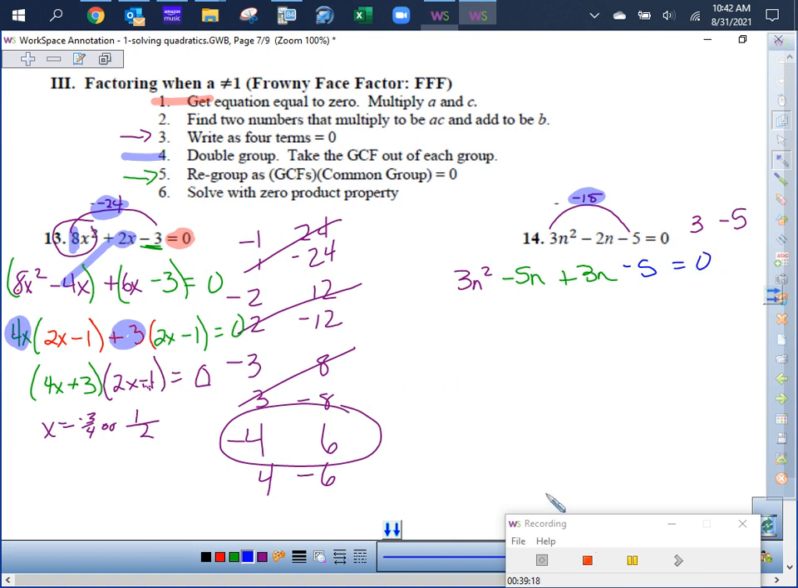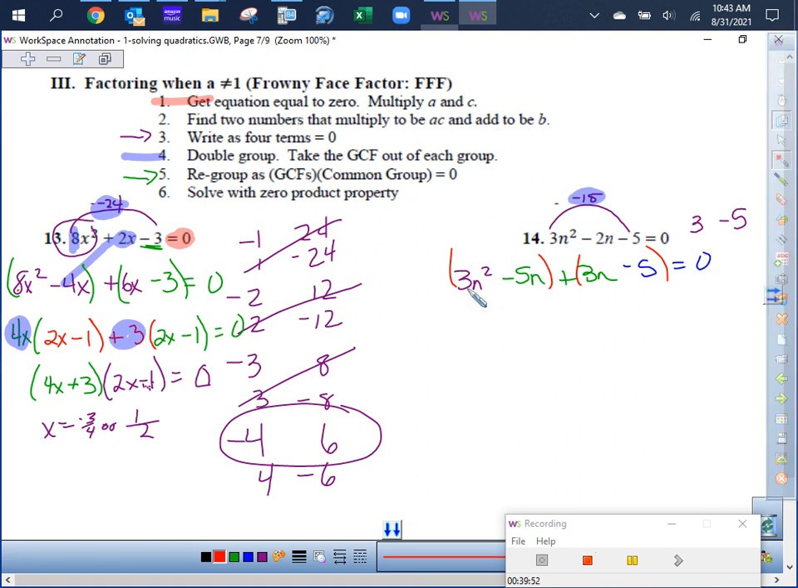Equal 0. Double group. First 2 homeboys become a group. Last 2 homeboys become a group. First one, take the GCF out of this group. What's your question? Let's keep rolling. What's the GCF between these? 3 and a 5. It's 1, right? There's always a numerical GCF, but I know why you said n, right?